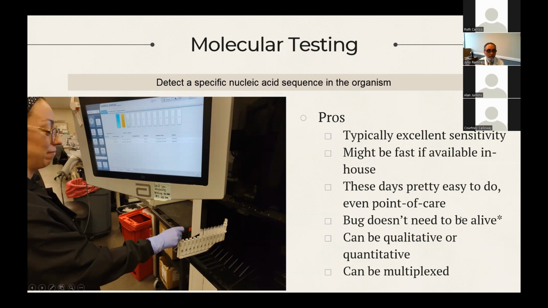The bug does not need to be alive. I'm listing that as a pro in this case. The bug can be dead and you can still detect it. Where that is great news, I'll give you a couple of examples. One is gonorrhea and chlamydia. Both very hard bugs to grow. Gonorrhea dies very quickly when it's outside of a body. So culture is not going to be very sensitive because most of the time when it gets to the laboratory, the bug's going to be dead. PCR will pick it up, even if it is already dead.